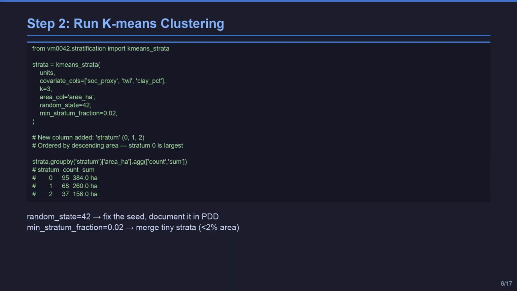Mean stratum fraction equals 0.02. Any stratum with less than 2% of total area gets merged into the nearest neighboring stratum. This prevents the algorithm from creating tiny slivers that are impractical to sample. The result has a new column called stratum with integer labels 0, 1, and 2, ordered by descending area. Stratum 0 is the largest at 384 hectares. Stratum 1 is 260 hectares. Stratum 2 is 156 hectares.